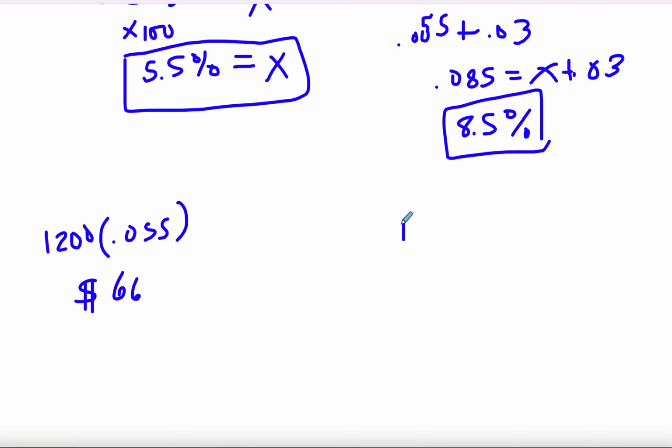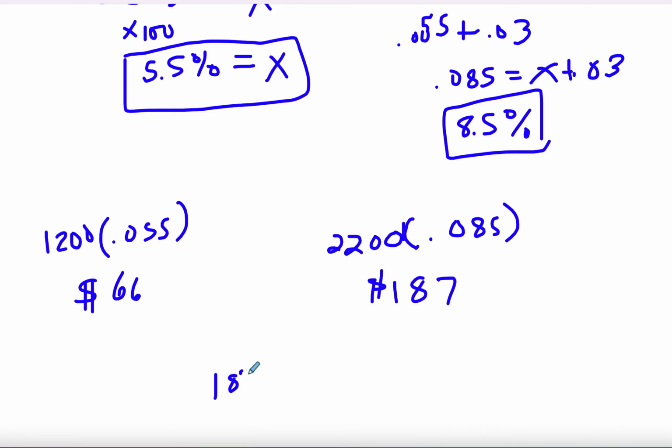The second one, 2200 times 0.085 gives us $187. And 187 is $121 more than 66. So that's that one.